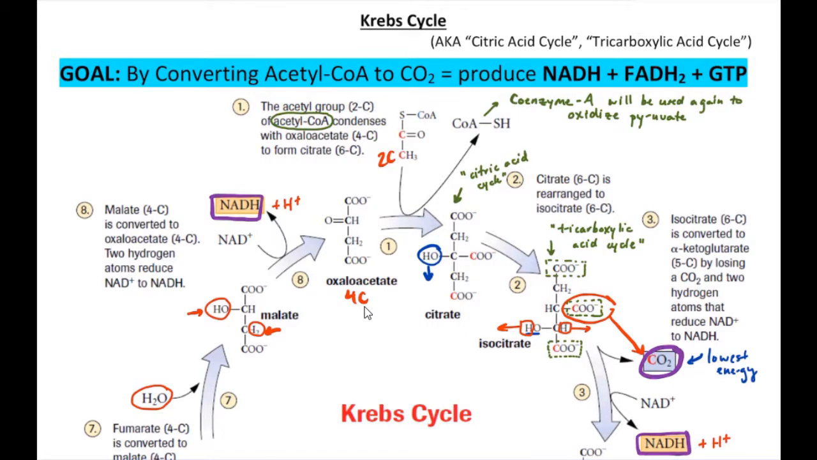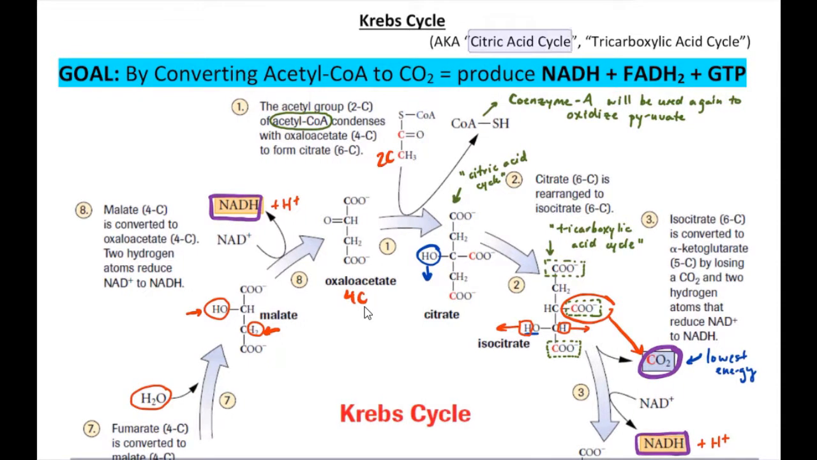I'm going to crush those guys together, and I'm going to end up with my citrate. Because citrate is the first product here, this is why we also call this, citrate could be citric acid. It just depends on whether it has the actual H's attached to it or not. Because citrate is my first product, I can also call this the citric acid cycle. So Krebs is named after the researcher. Citric acid cycle is named after the first product.